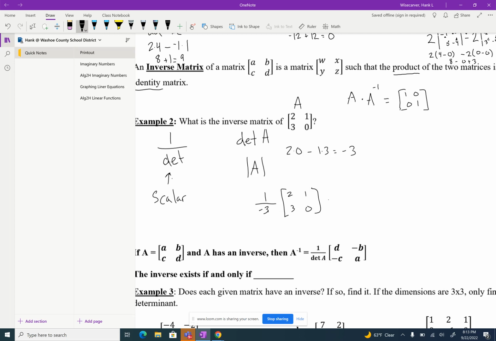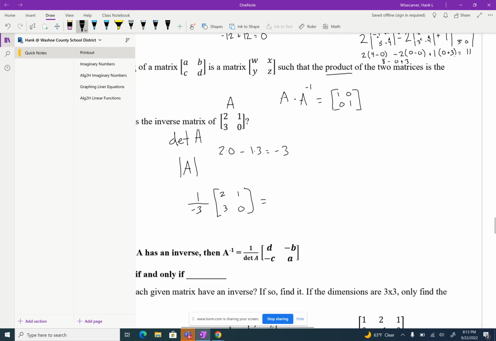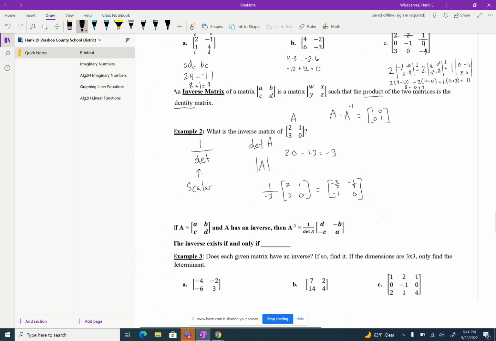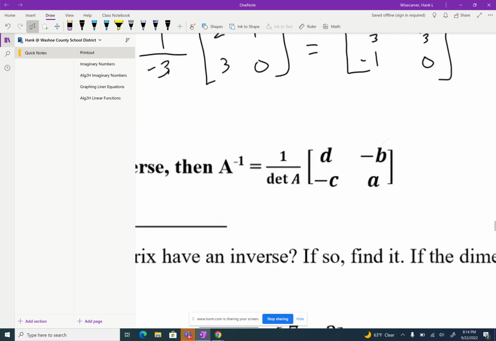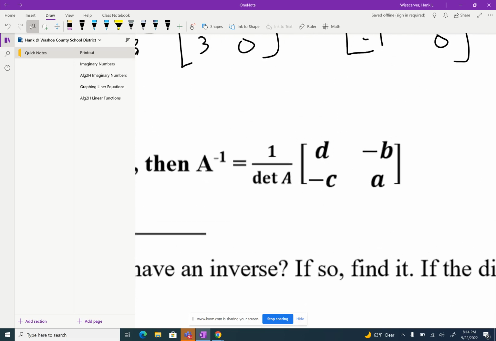And then when I use my scalar multiplier, it ends up being -2/3, -1/3, -1, and 0. Here is the formal equation, if you want to say that.